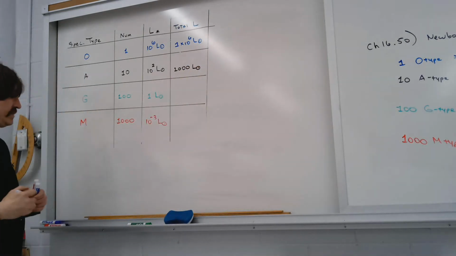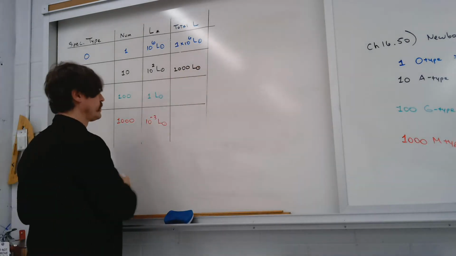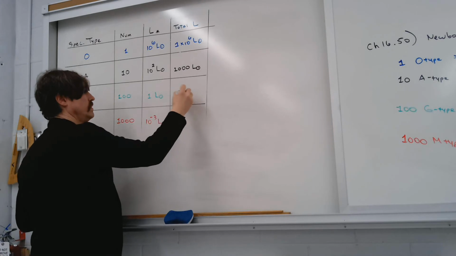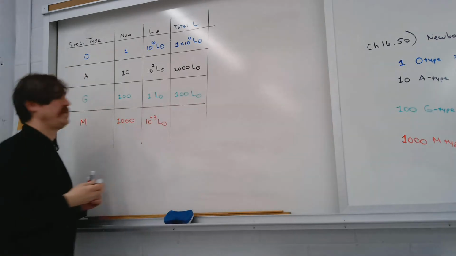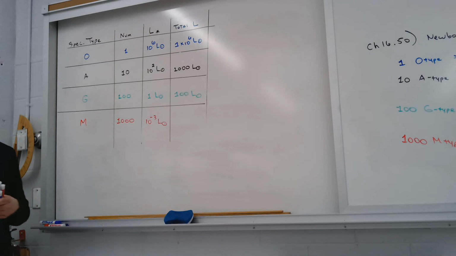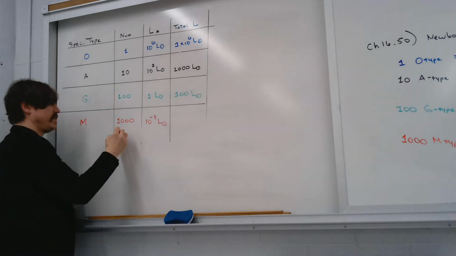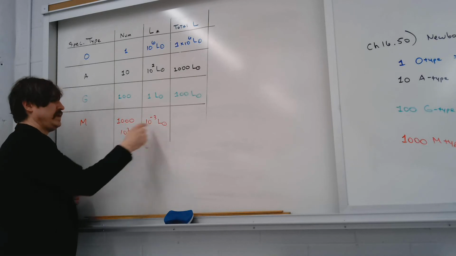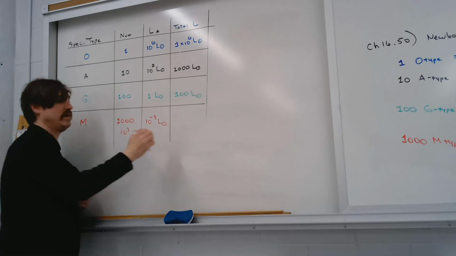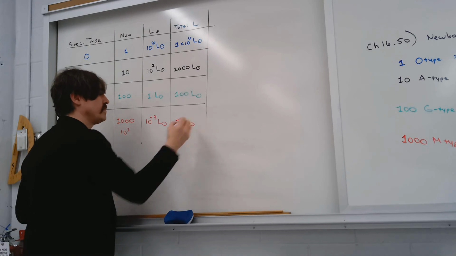Okay, how about the spectral type Gs? How about the spectral type Ms? Yeah. This is 10 to the 3rd, right? 10 to the 3 times 10 to the minus 3 is 10 to the power of 0, or 1 solar luminosity unit.